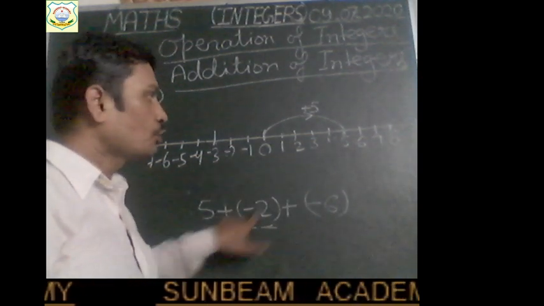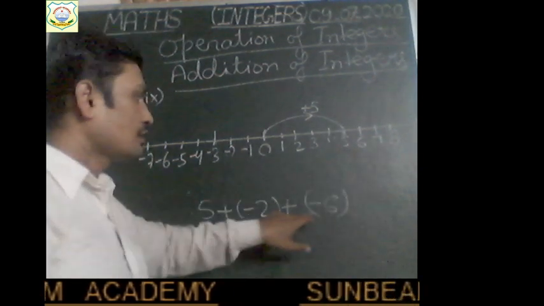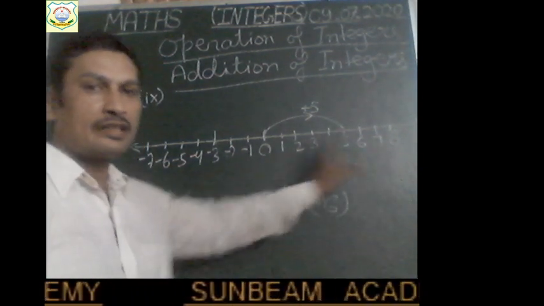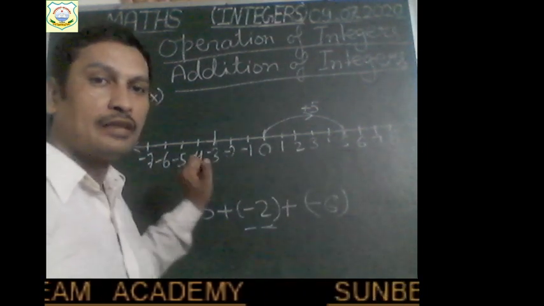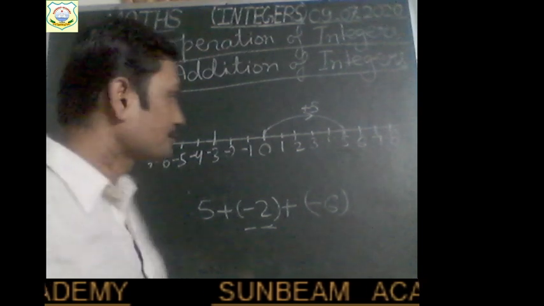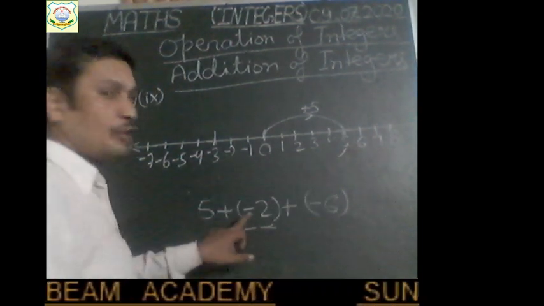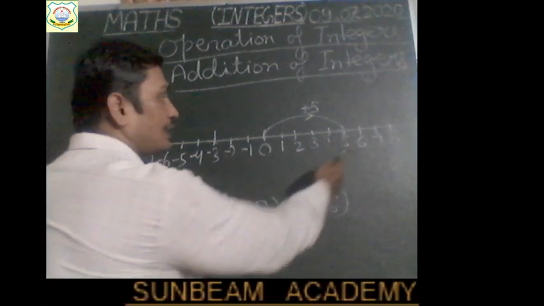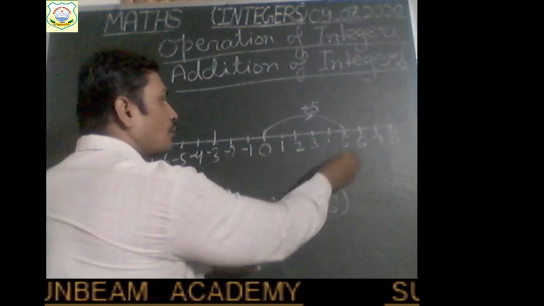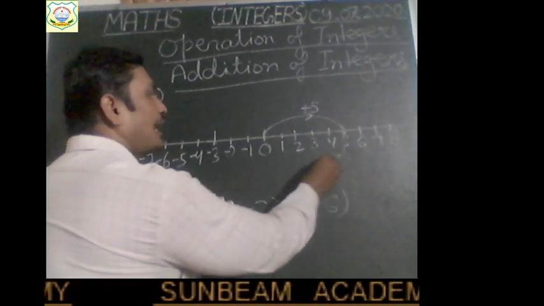If it was plus 2, then you must have moved to the right hand side direction. So if the integer is positive, then move in the right hand side direction. If the integer is negative, then you have to move in the left hand side direction. Right? So from 5 we have to start now. And how many steps? 2 steps in the negative direction. So negative direction, left hand side direction, 1, it is 4, 1 and 2.